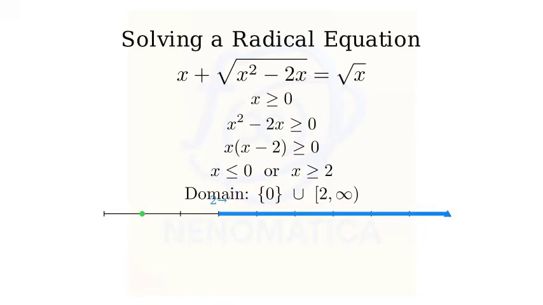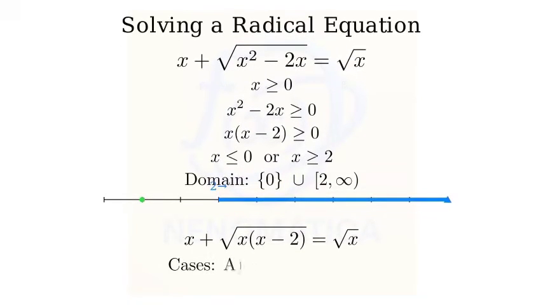Step 2. Use the domain to rewrite the equation cleanly. Combine the inside of the second radical. Square root of x squared minus 2x equals square root of x times x minus 2. Because the product under a square root can be split only when each factor is non-negative, we will split into two cases that match the domain. Case A, x equals 0, and case B, x greater than or equal to 2.